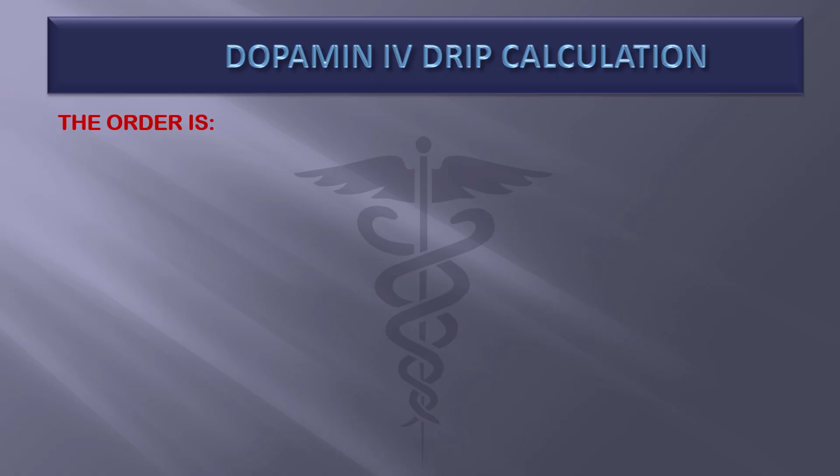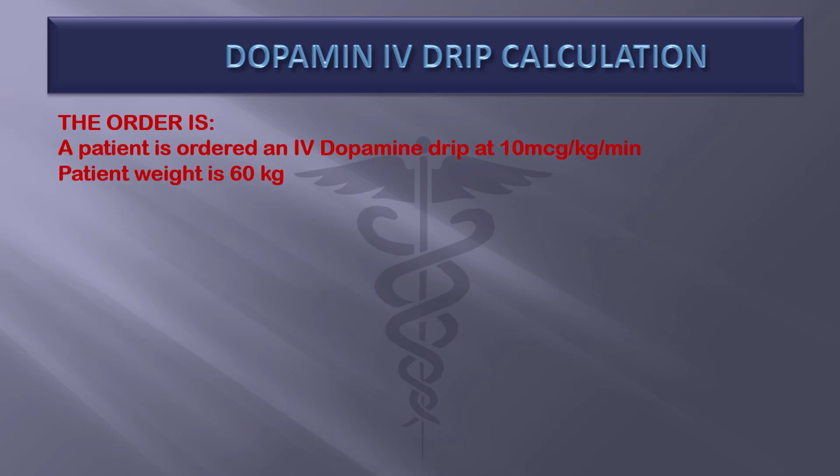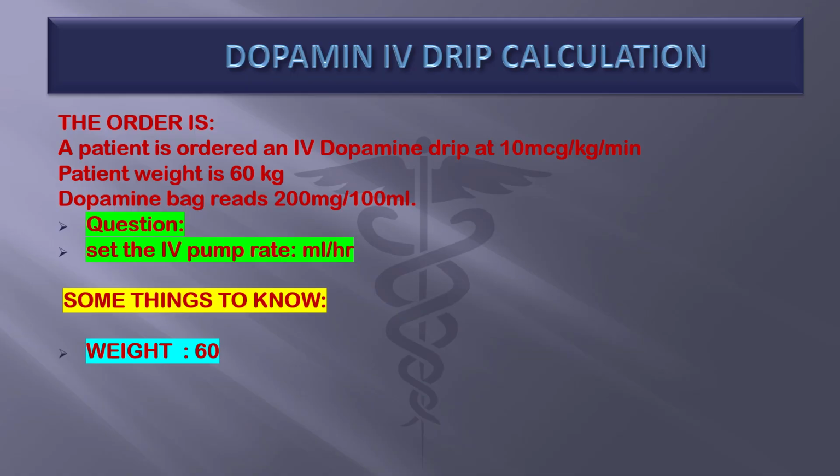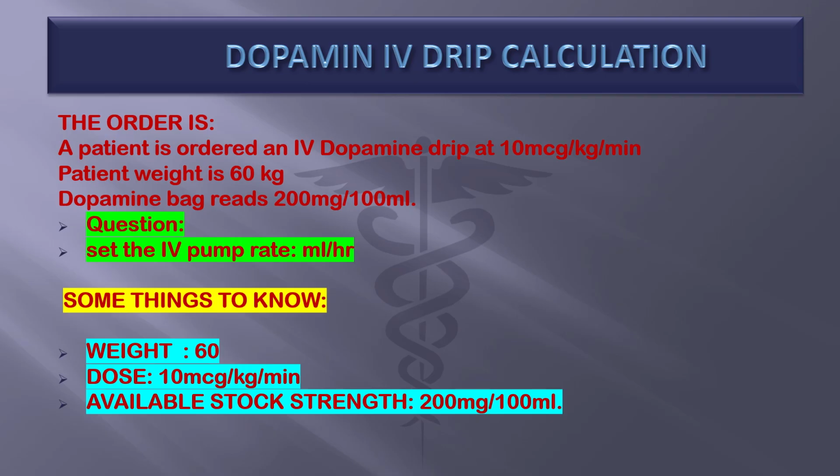Let's make it fast. Your order is very simple. The patient is ordered IV dopamine at 10 max. Patient weight is 60 kgs and your dopamine bag reads 200 milligram per 100 ml. So my question to you is, set it at ml per hour, or set your IV pump rate. As I told you, you have to know the weight of the patient. We know it already. It is 60. The dose, 10 microgram per kg per minute. And our available stock strength, for example, is 200 mg in a 100 ml bag.